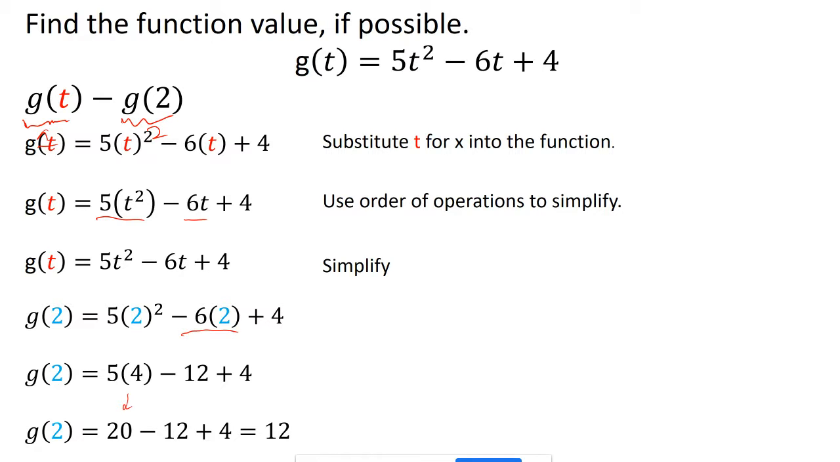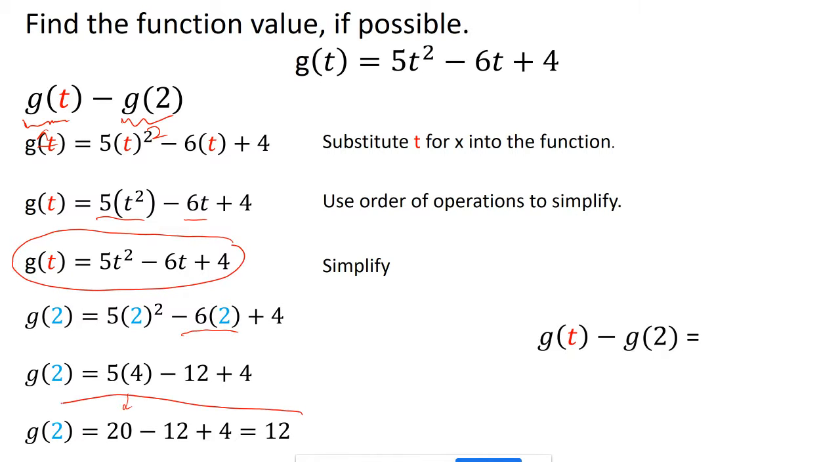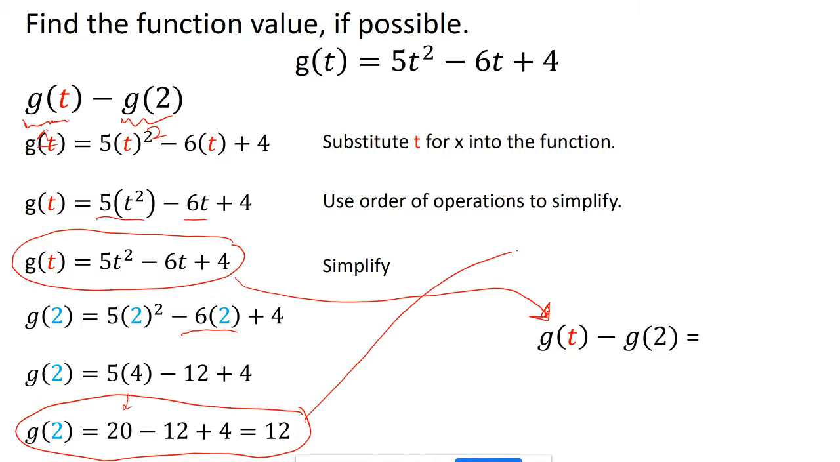Okay, so any questions on these examples? These all were evaluating a function. Okay, so we're not quite done, right? We still need to figure out what it is when we subtract. For g of t by itself, we got this. And for g of 2, we got 12. So what we're going to do is plug in this information for g of t, and then plug this one in for g of 2. The red part is what I got for g of t, and the blue part is what I got for g of 2.